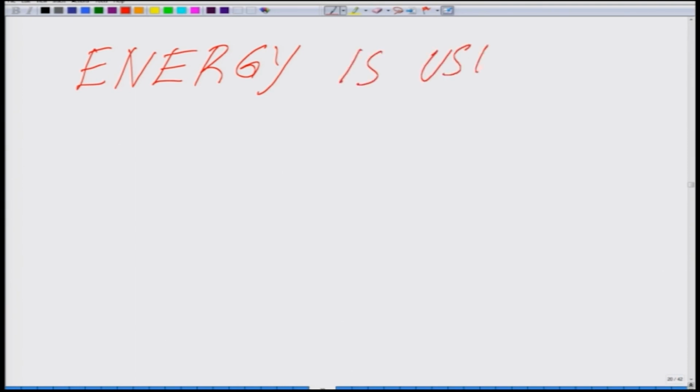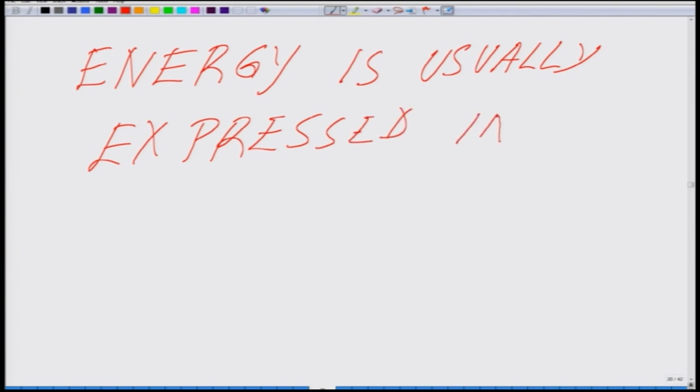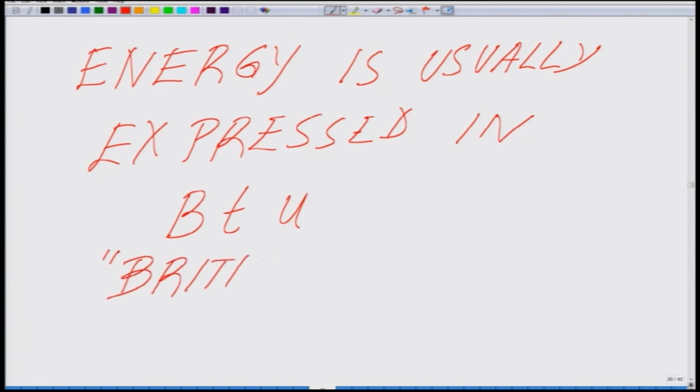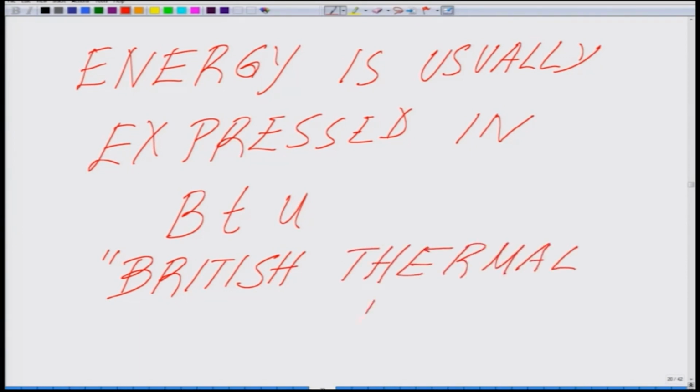Energy is usually expressed in BTU, which is also called British Thermal Unit. Now, having said that energy is expressed in terms of British thermal unit or in terms of joules, we have to have different equivalency. How many joules make 1 BTU, or how many BTU make 1 joule, or how much kilowatt hour makes, say for example, you talk about electricity.